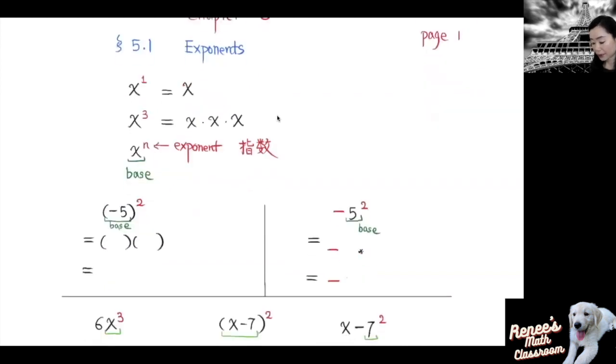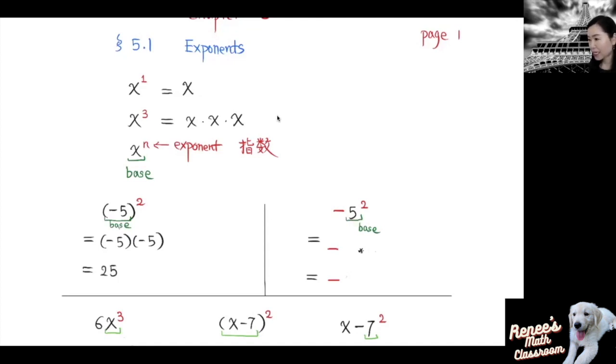by itself. Now, -5 to the second power, the whole thing in the parentheses is a base, which indicates that the -5 is multiplied by itself twice, okay? So the result here is what? 25. Possibly 25.